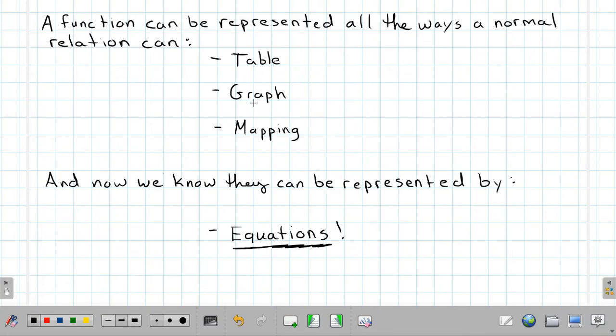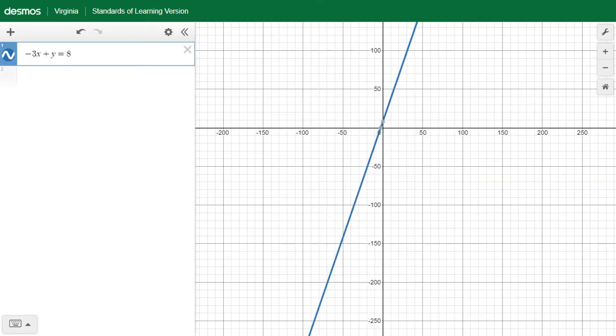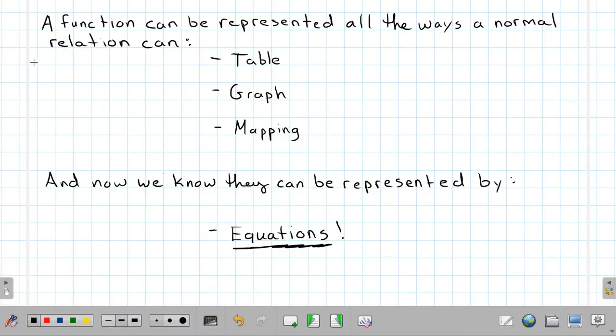But now we're going to get to a point, and we're not going to expressly talk about it in this section, where if we know what the graph looks like, we can tell what the equation is. Or if we know what the equation is, we can tell what the table or the mapping would look like. But what I want you to focus on right now in terms of equations is, if you want to know if an equation is a function or not, graph it and see if it passes the vertical line test. And then we'll talk later more about other ways we can tell if an equation is a function or not.